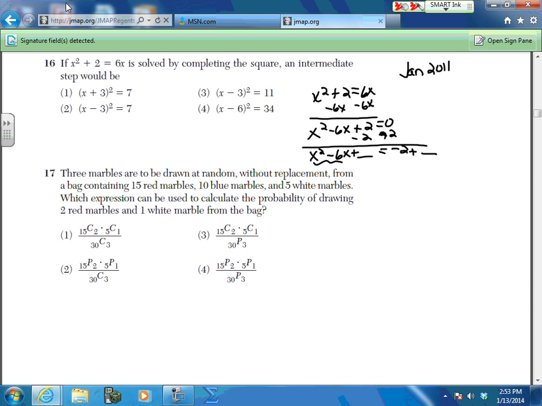Now, half of b. b is negative 6. So this would be negative 3. You write it x minus 3. And you square it. x minus 3, 3 squared is 9. Here and here. This piece right here is your x minus 3 squared. You have completed that square. And this becomes 7. So they want to know what an interim step would be. So before we moved everything to one side, we ended up here.